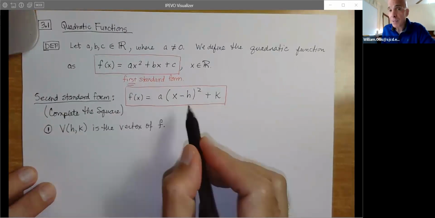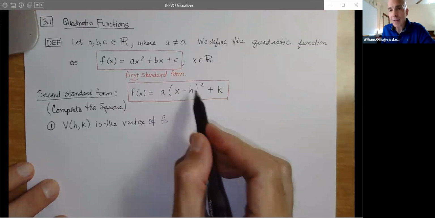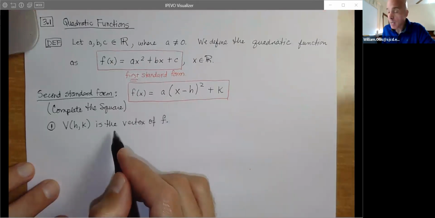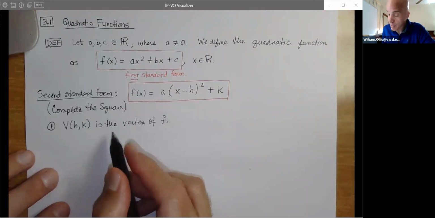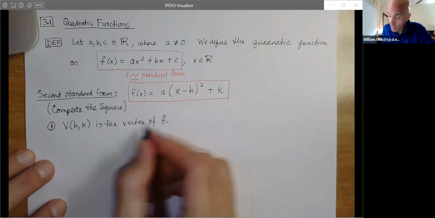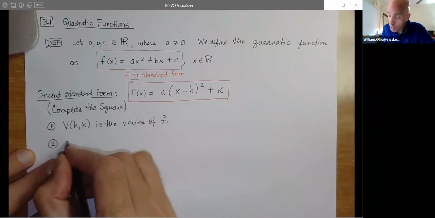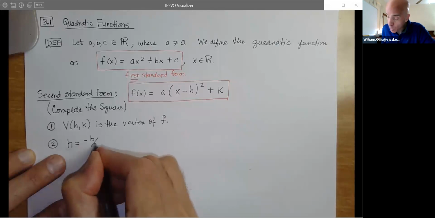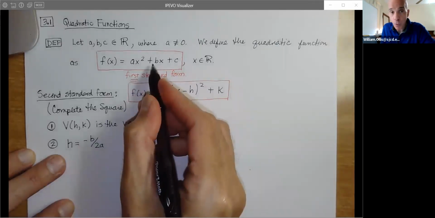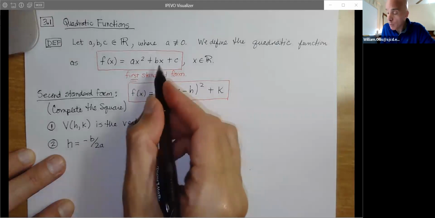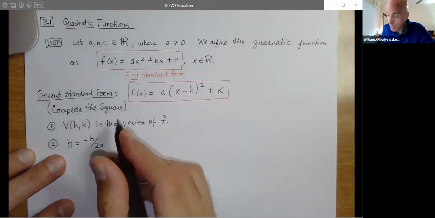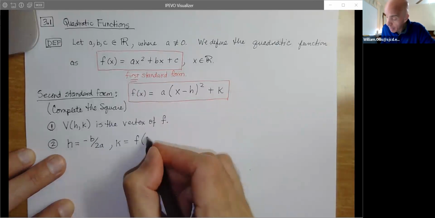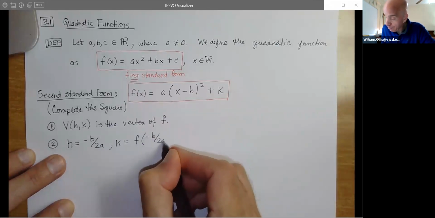So if you complete the square and write the second standard form, the h and the k give you the vertex. There's also a formula for the vertex. And here's a little extra, I'll call this 2. You can also write h as the negative of b over 2a using this form, like doing the quadratic formula. You pick off the b and the a, and then k would actually be the image of that, f of minus b over 2a.